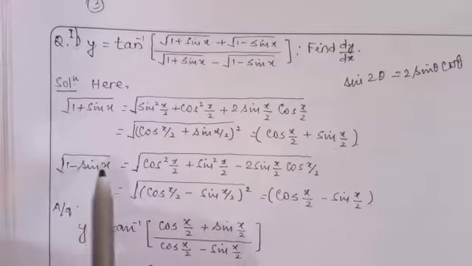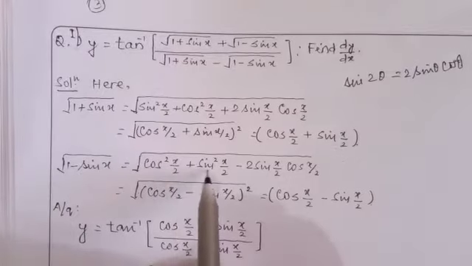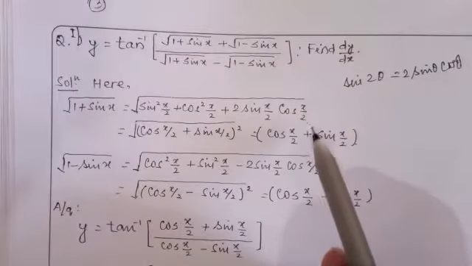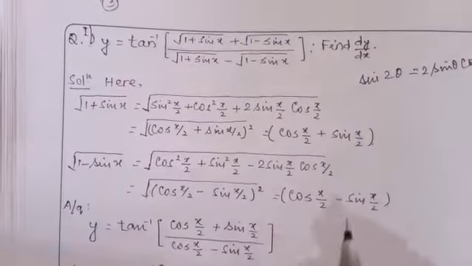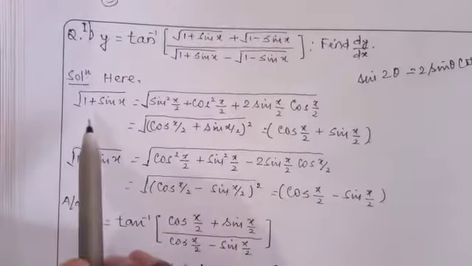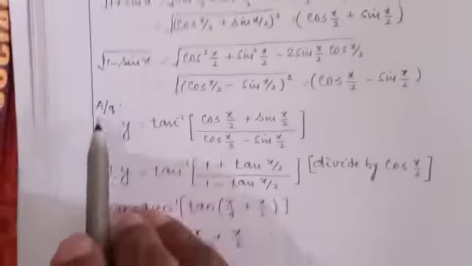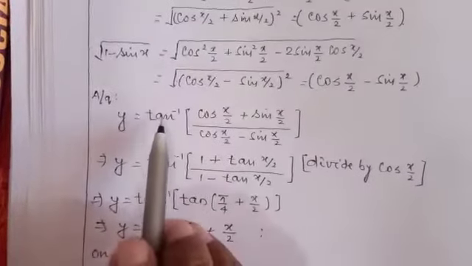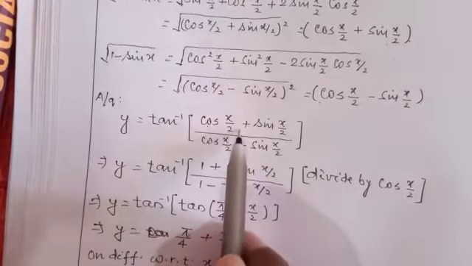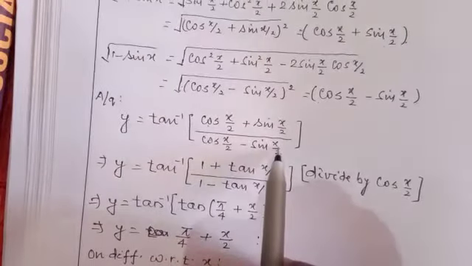Similarly, for under root 1 minus sin x, it should be written as cos square x by 2 plus sin square x by 2 minus 2 sin x by 2 into cos x by 2, accordingly the previous one. The result will be cos x by 2 minus sin x by 2. Now use these two values in the question. So according to the question, we have y is equal to tan inverse of cos x by 2 plus sin x by 2 (that is, under root 1 plus sin x) divided by cos x by 2 minus sin x by 2.